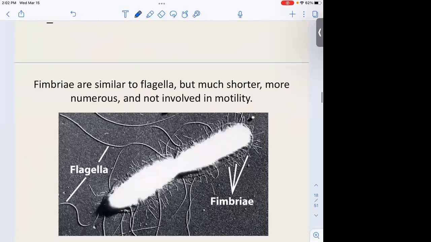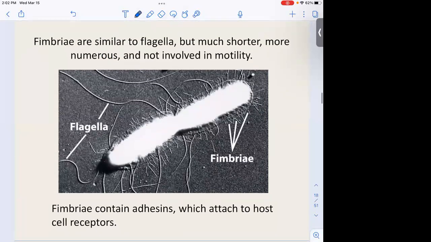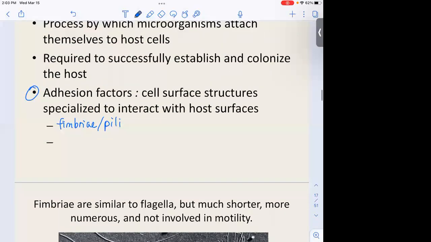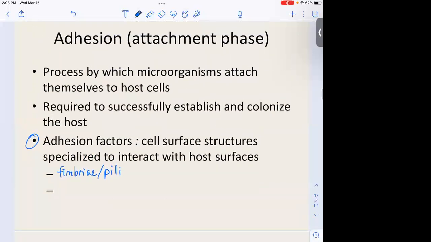Here's a picture of some fimbriae. Remember, the flagella are used for motility. They're the longer ones, the shorter appendages, again, are most useful for attachment. E. coli, for example, has lots and lots of fimbriae so that it can attach to the wall of our large intestine. Otherwise, it would just pass out with the feces. So they're really important to help it stick to whatever tissues it needs to stick to.